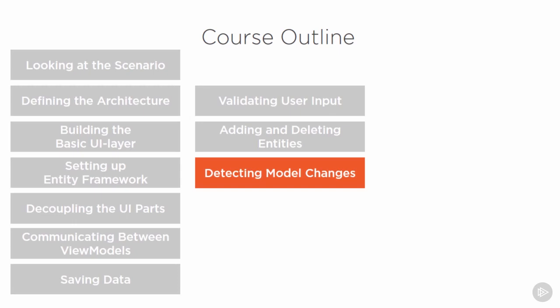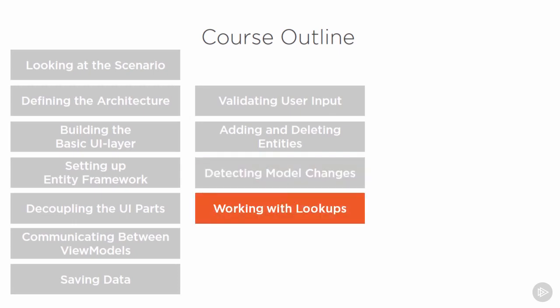When you have implemented this, you learn how to work with lookups. You will extend the friend entity so that it can have a favorite programming language. In the user interface, you will create a combo box that allows the user to select such a programming language.